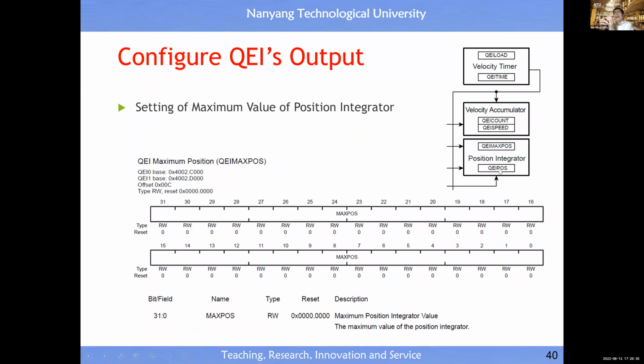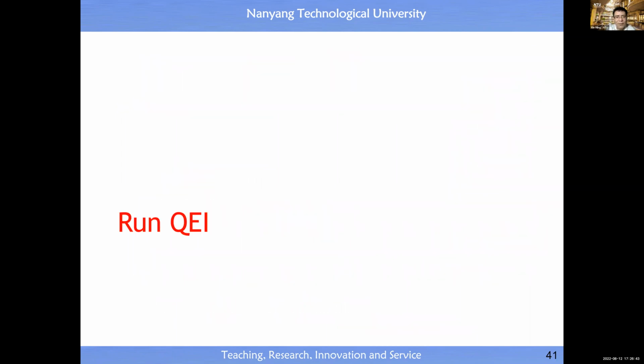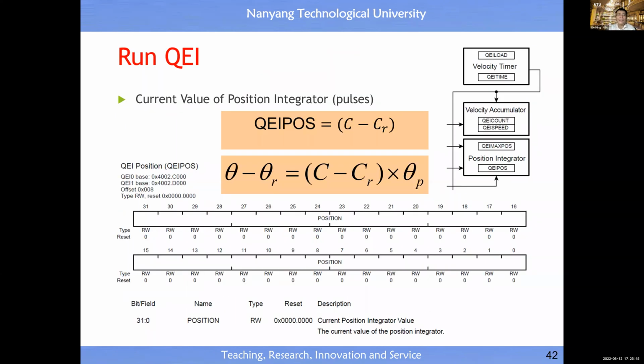Once you know the parameter of your exact sensor, you just multiply that value, and you get the exact speed and the position. Then you just run it. Once you run it, you know the position from this position register here. Then you have a tool interface.